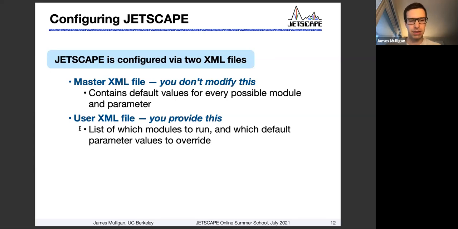It should in principle be simply a list of which modules you want to run and which default parameters you want to override from the defaults. If you just listed the five modules that you want to run and you didn't list any specific parameters in your user file, it will just use the default parameters listed in the master file. Again, it doesn't guarantee they'll be correct or that the combination of everything will be correct. So you may often want to select for yourself which specific parameters to override those defaults. That's something that we'll encounter frequently.